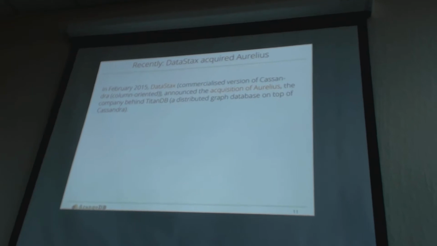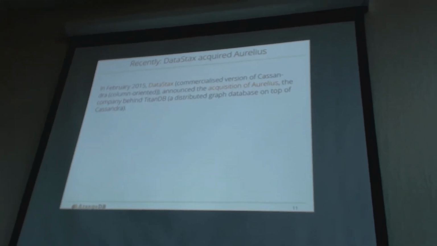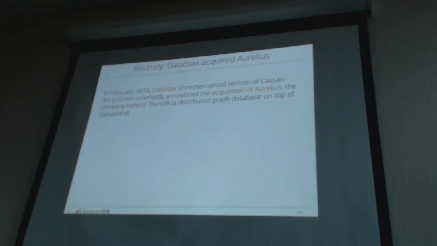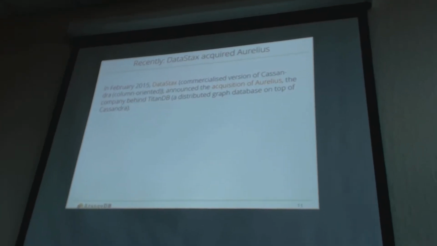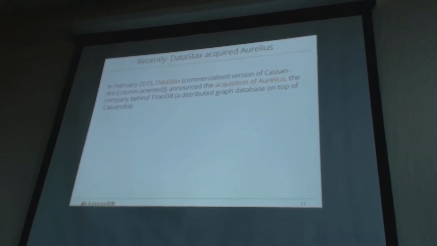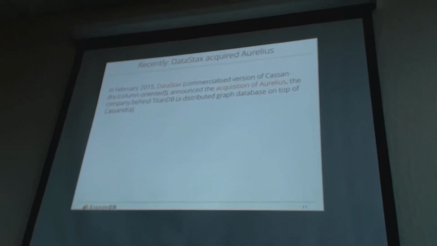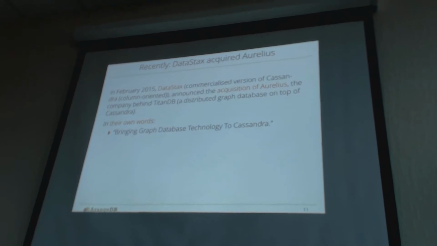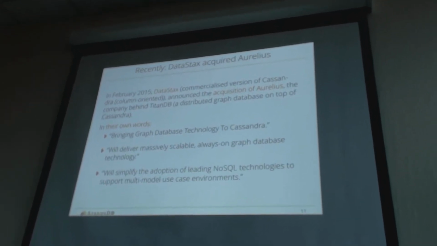Another news about this, just in February, Datastax, which does the commercial version of Cassandra, has acquired Aurelius, which was creating the graph database TitanDB. And Datastax has announced that they want to have a professional product which does graphs. And at the same time, Titan is probably discontinued. And so you can see such a big player. Here are some citations from their website.